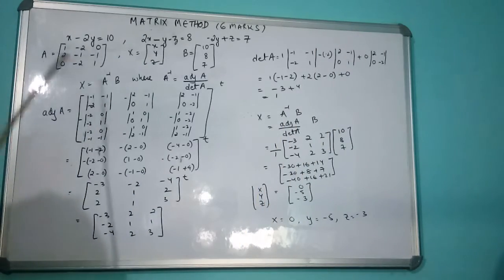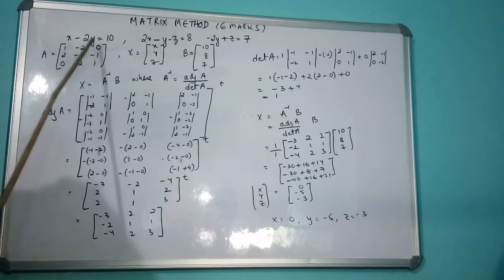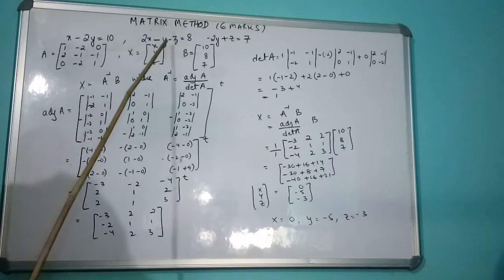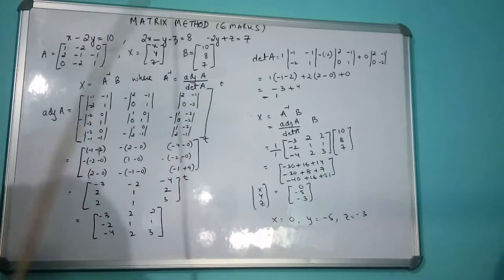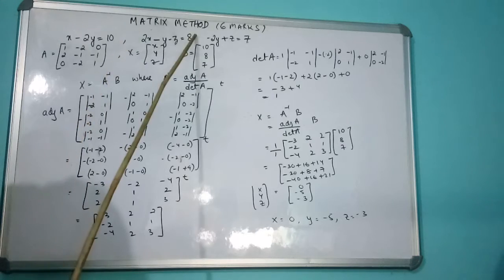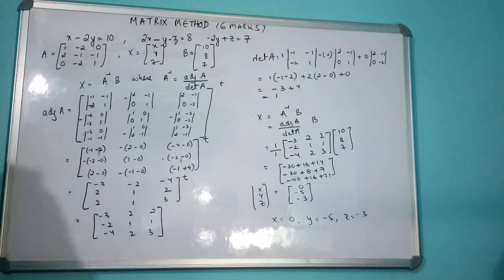Now just see, three equations will be given: x minus 2y equal to 10, 2x minus y minus z equal to 8, and minus 2y plus 7 equal to z. The question would be, using matrix, find the value of x, y, z, and this method is called matrix method, and it will fetch you 6 marks. Now let's get started. What is the first thing we need to do?